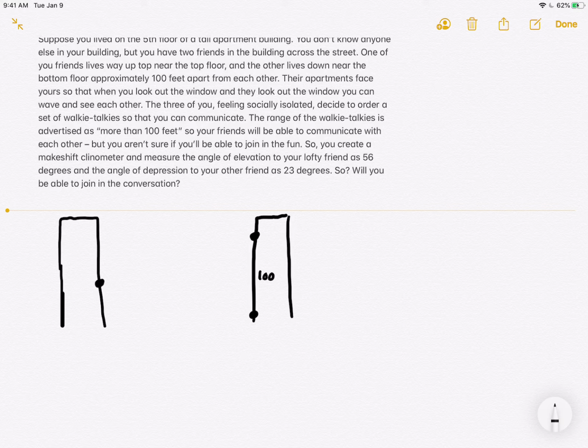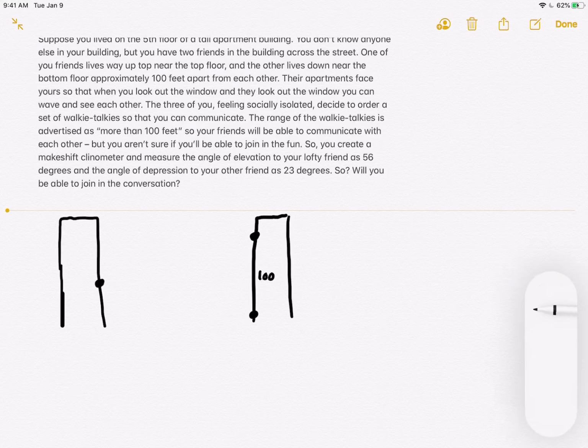So your friends will be able to communicate with each other, but you aren't sure if you'll be able to join in the fun. So you create a makeshift clinometer. A clinometer is a little device that measures angles. And you measure the angle of elevation to your lofty friend, that's the one up top, as 56 degrees.